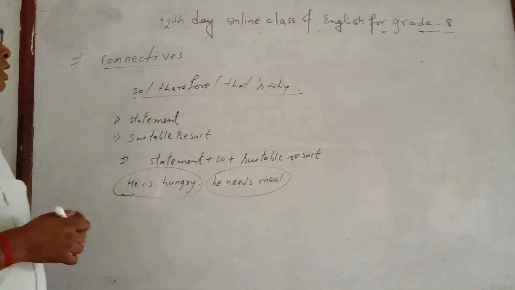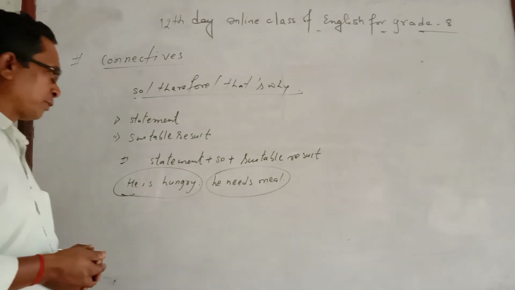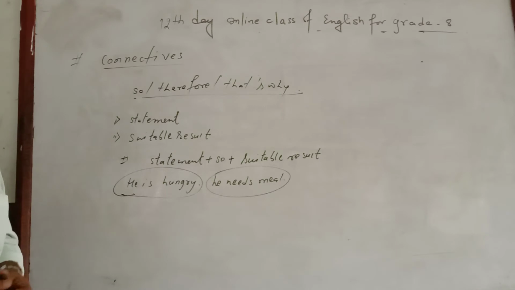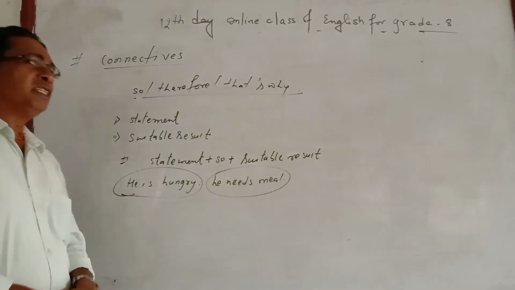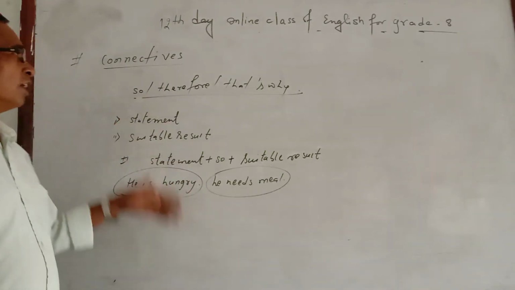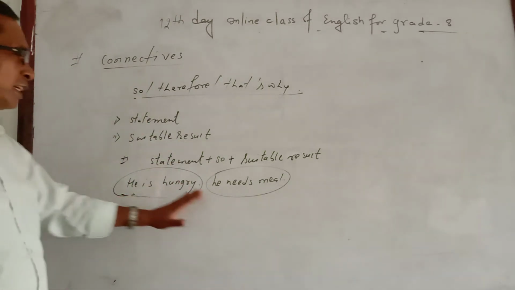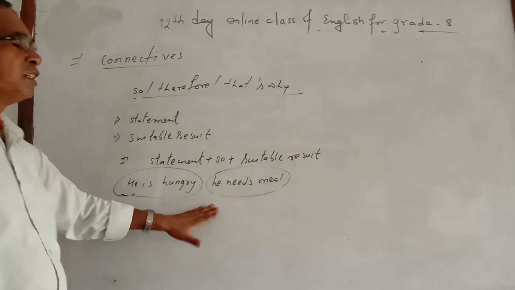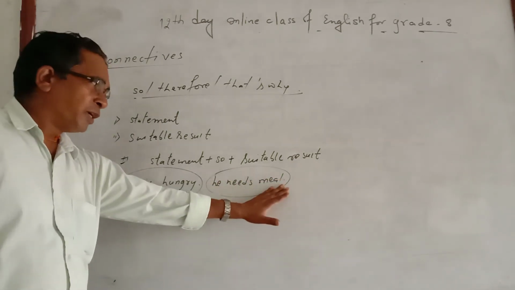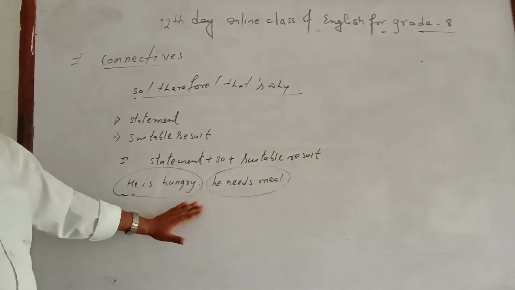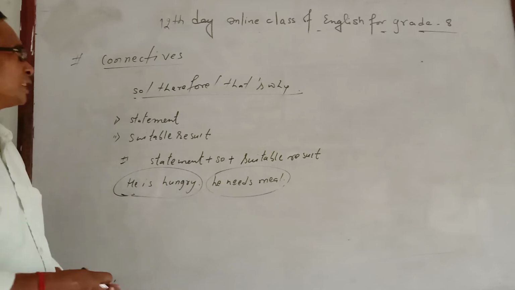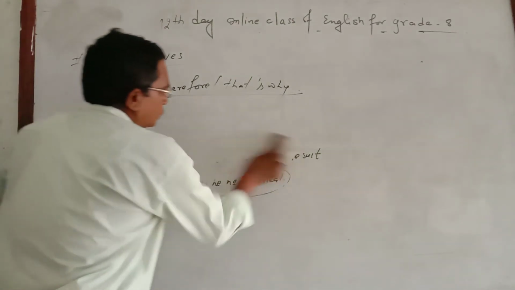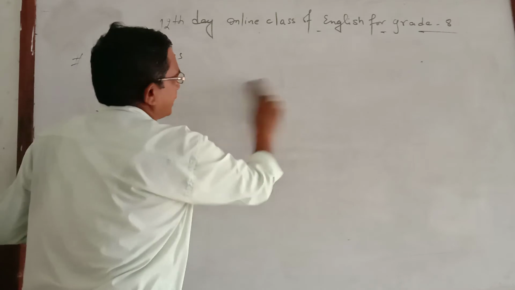And when you use "so", "therefore", "that's why", there is one more miracle about this. If you make the sentences just the opposite of that, then there you can use "because" or "since" or "as" also. I mean, he is hungry, so he needs a meal. If you write the suitable result at first and the statement second, then you can use "because" here. I mean, he needs a meal because he is hungry. If you make it just opposite, there you can use "because" or "as" or "since" also. So this is about "so", "therefore", and "that's why".